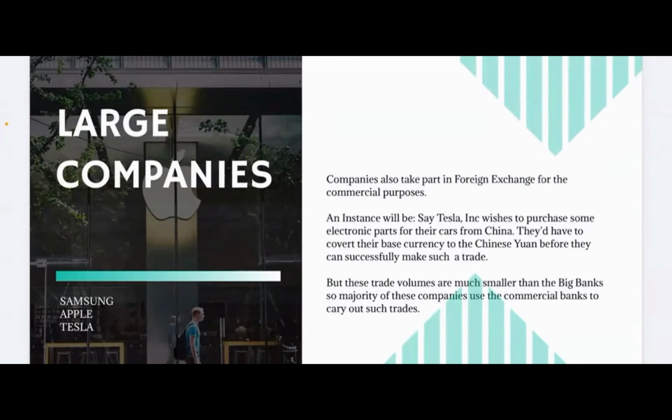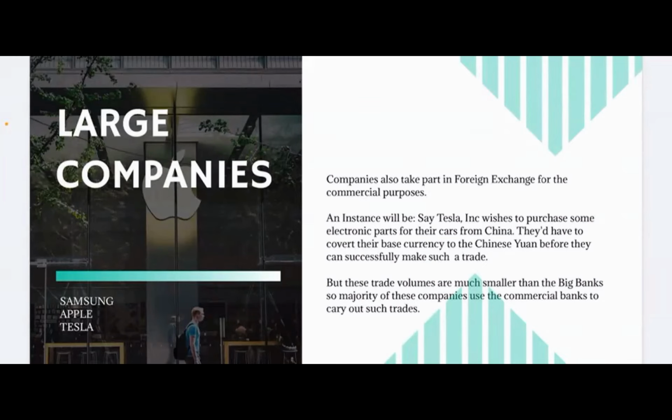That alone is forex. Needing to make these purchases constantly puts them in constant forex market scenarios, so they're constantly engaging in forex trades like that. The trade volumes are much smaller than the big banks. The majority of companies use commercial banks to carry out such trades. So if Tesla wants to buy yuan, for instance, rather than going to the big banks, they would trade at the much smaller banks, that's the commercial banks, and maybe the central bank.